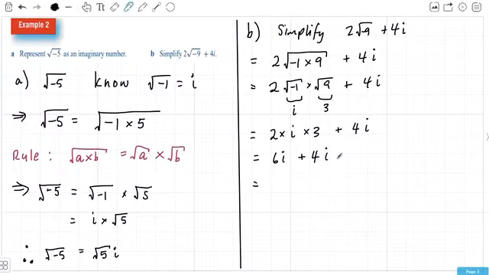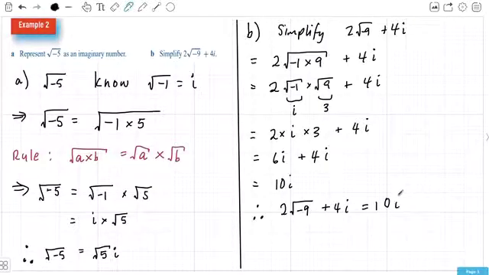And because you've got imaginary parts here, two imaginary parts, you can combine them together. So that means that in this case, our original expression, which was 2 times the square root of negative 9 plus 4i, is actually equal to 10i when it's simplified.